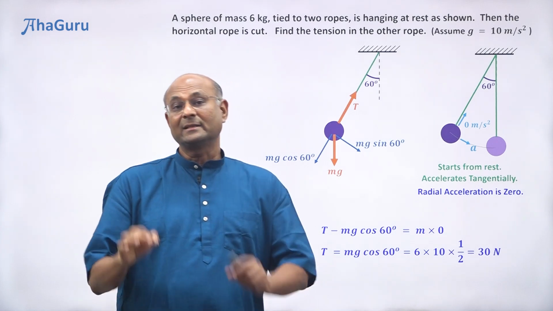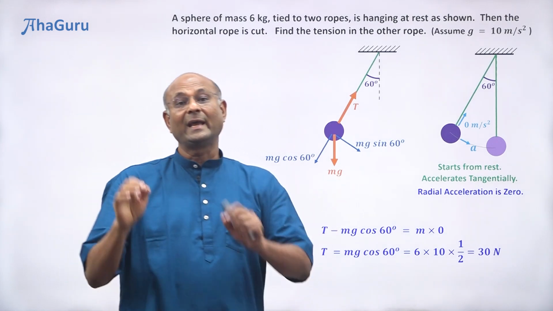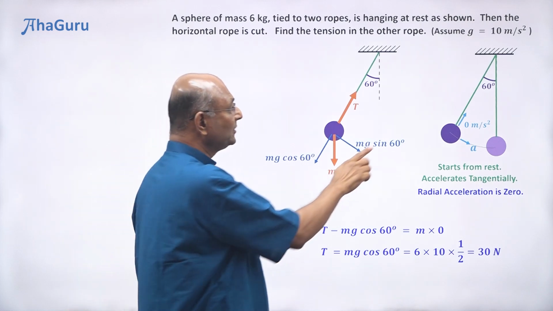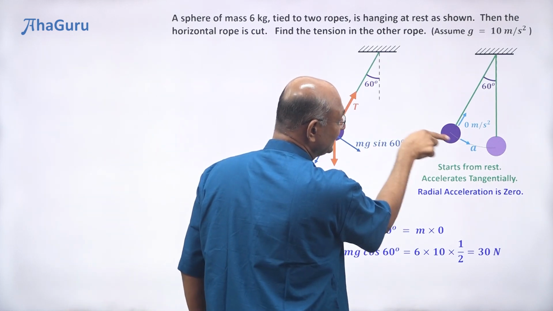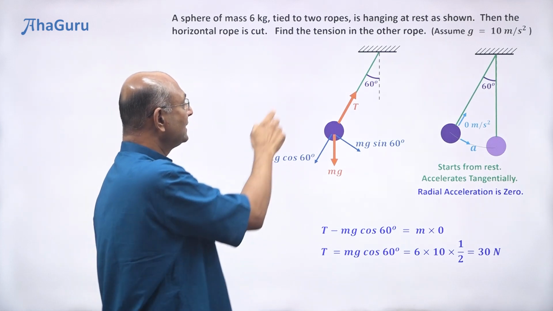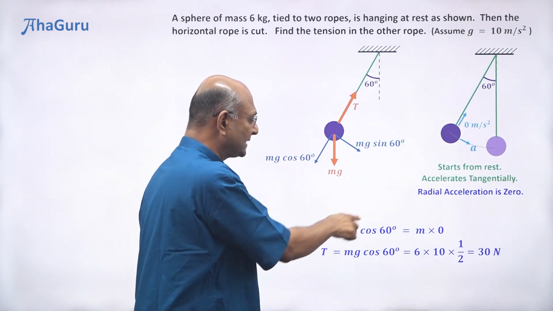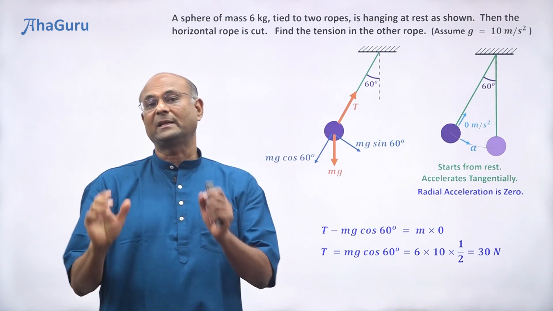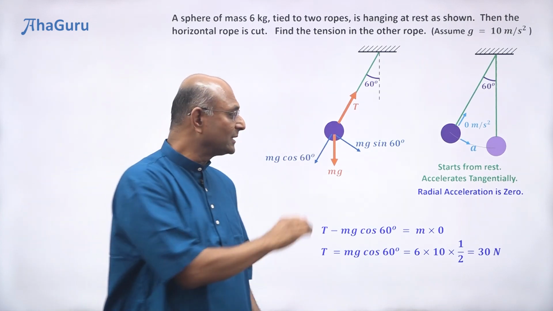So you can see that the tension is 30 newtons. It comes out in just one step here. Okay? Because we use the fact that acceleration is tangential, so the radial acceleration is 0. Therefore, T minus mg cos 60 degrees must be 0. And therefore, T must be 30 newtons. So I hope you have understood this solution.